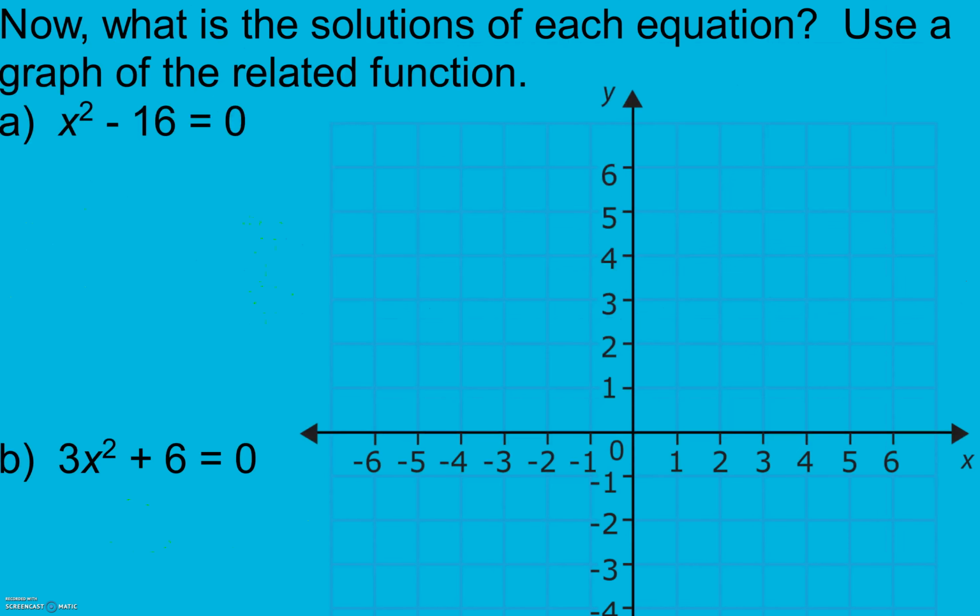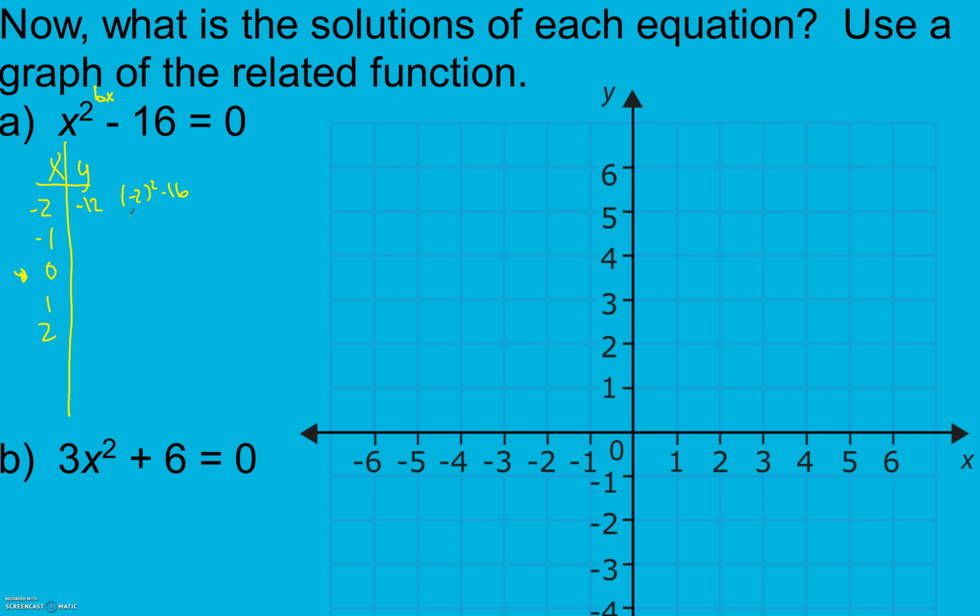Now, what's the solution of each equation? Use a graph of the related function. I start off with an xy table here, and my initial values: negative 2, negative 1, 0, 1, and 2. And that's because, again, I don't have any linear term, no bx, so my b is 0, and so we start at 0. I substitute those in.